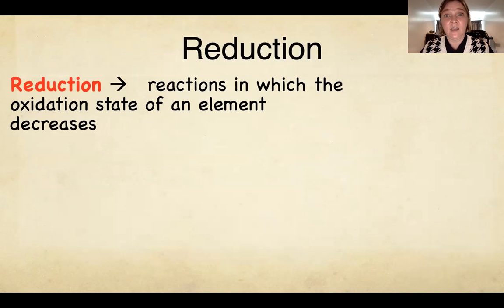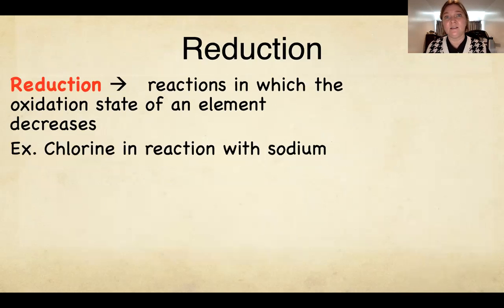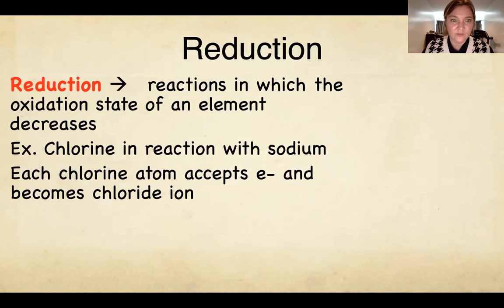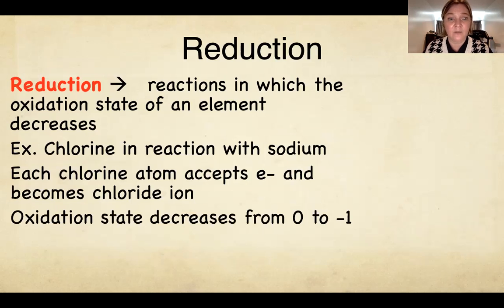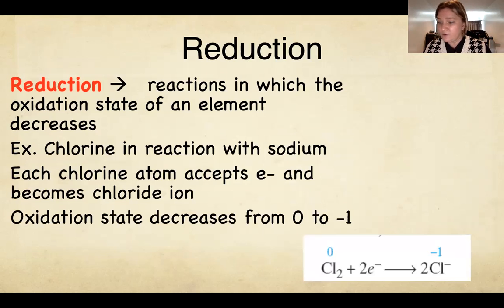Reduction is where the oxidation state of an element decreases because something in a chemical reaction, whether it's an atom or an ion, gains electrons. Each chlorine atom accepts an electron and becomes a chloride ion. So we use this half reaction.